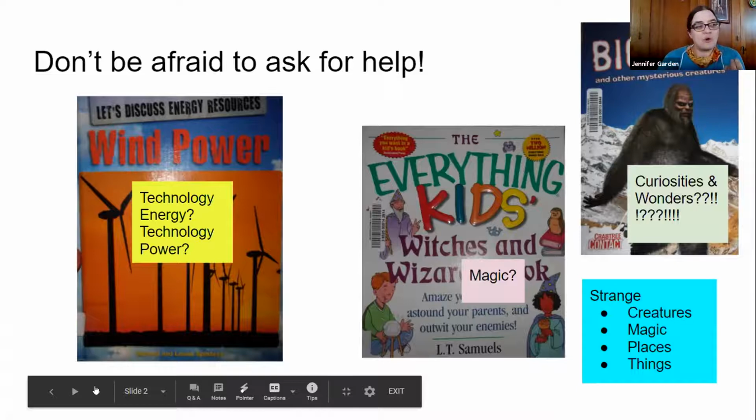So then I said to them, okay, so where would you look for a book about like Bigfoot or witches and wizards or the Bermuda Triangle? And they thought about it for a little while and then they were like, weird stuff? I said, okay, don't really want to call the category weird stuff. So I said, well, how about strange things? They were like, yeah, that's good. And so was born a new category that is not in the BISAC system: strange creatures, strange magic, strange places, and then strange things. In every single one of my categories, I do have a general subcategory. And in this one, strange things is the general subcategory.